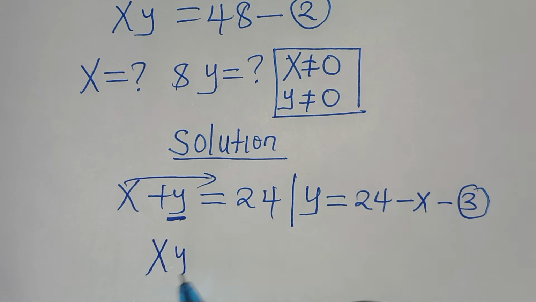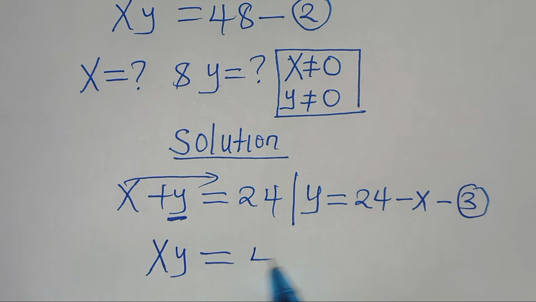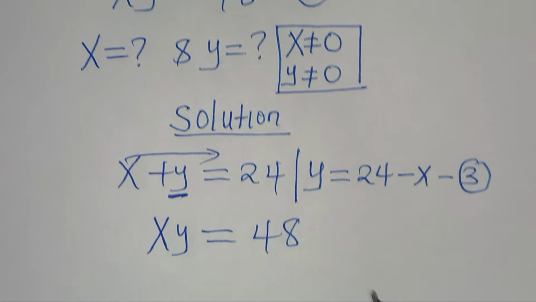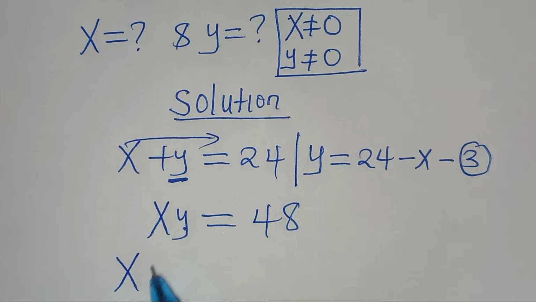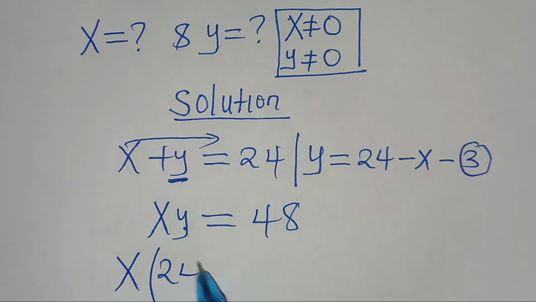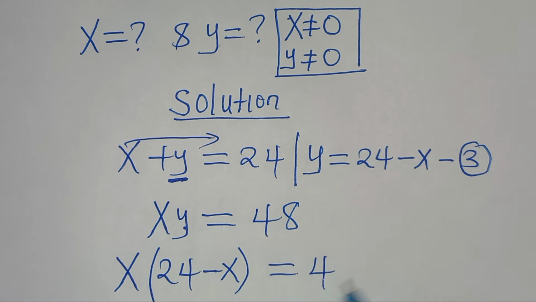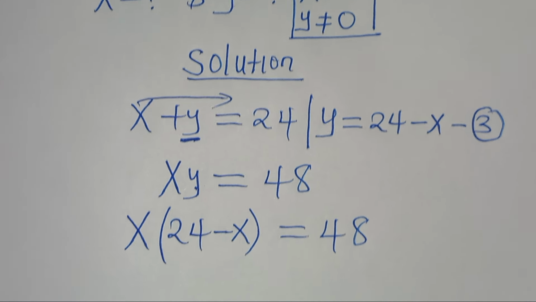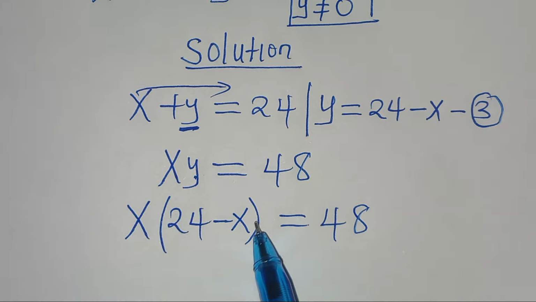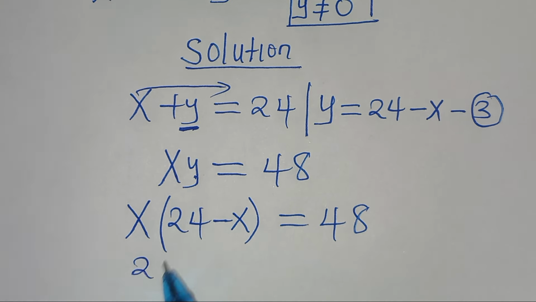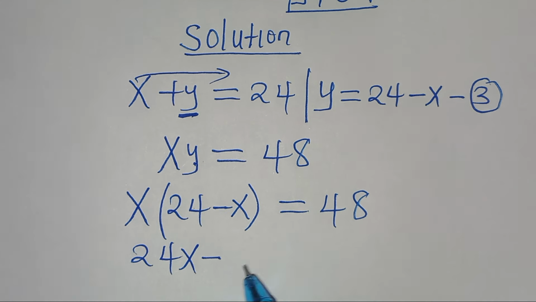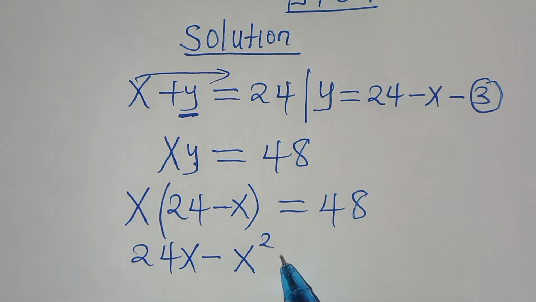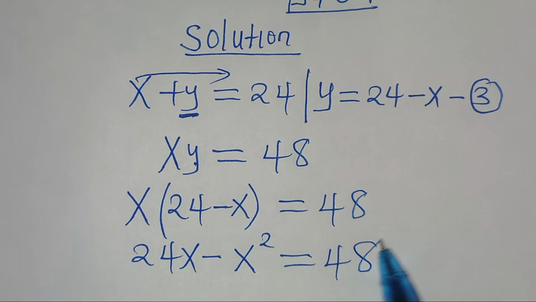Equation 2 is x times y, which is equal to 48. Substituting y, then we have x times (24 minus x) equal to 48. Let's open the parentheses here. 24 times x is 24x, minus x times x, this is x squared. Then this is equal to 48.